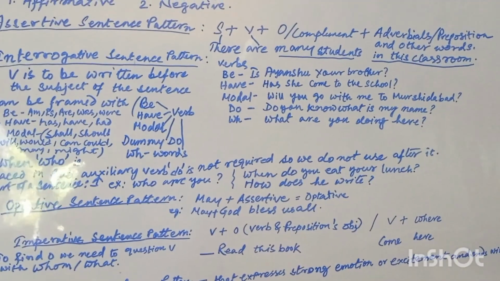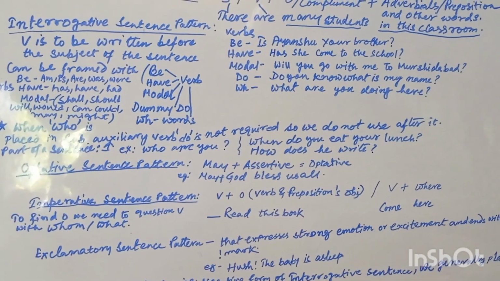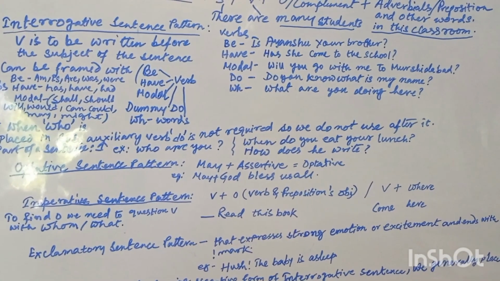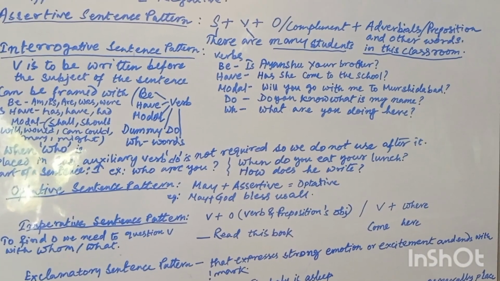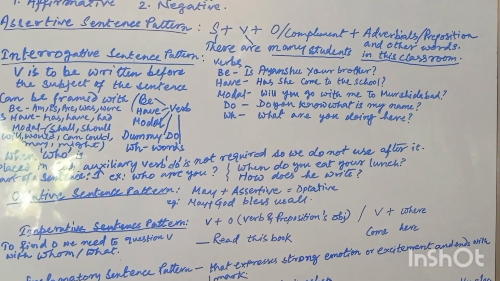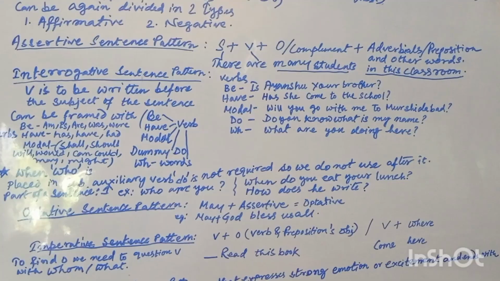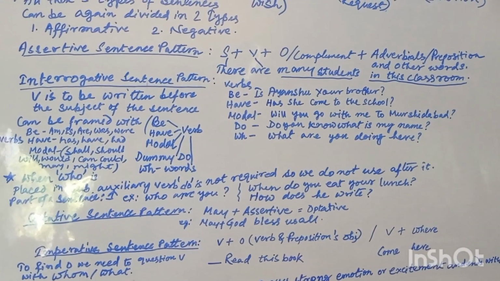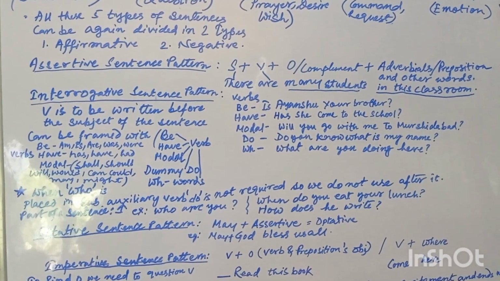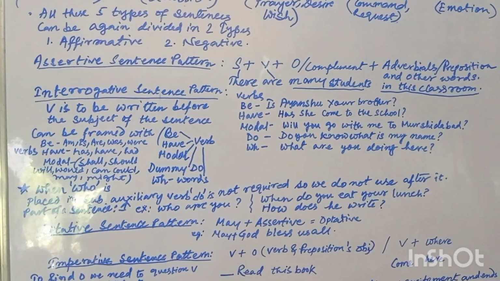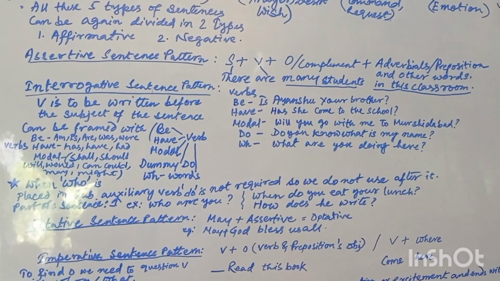See, here I have written when do you eat your lunch, or how does he write. I have used do in the first sentence and does in the second sentence. Why am I using do? Because you is there after do. And why have I used does in the second sentence? Because he is there. We all know that with third person singular number we always add s or es after the verb, isn't it?